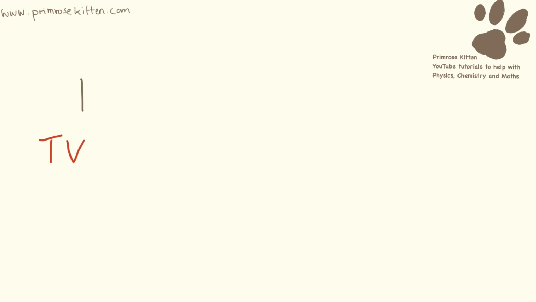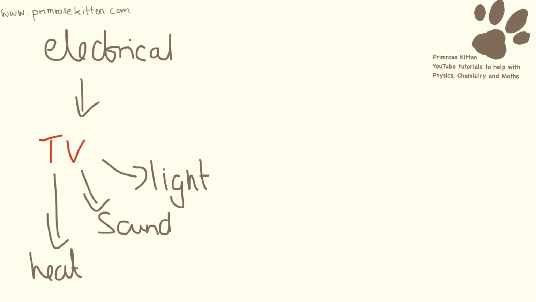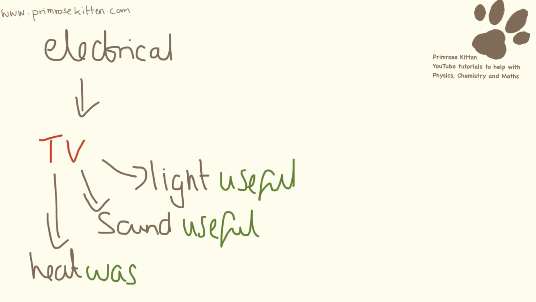In a TV, we have electrical energy going in, and out of this we get light, we get sound, and we get heat. Now here there are actually two useful energies, because we need to see and hear the television, and the heat is the wasted energy.